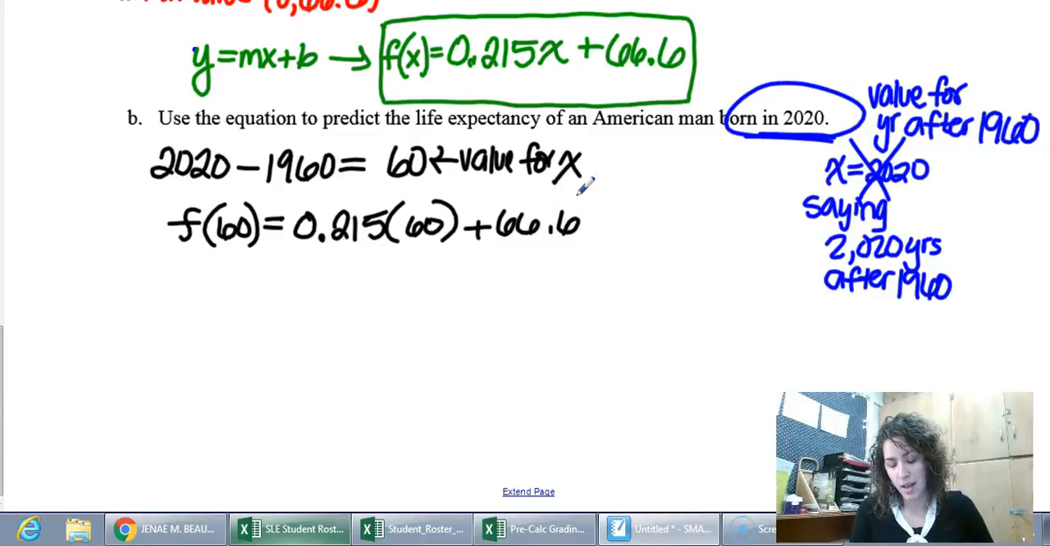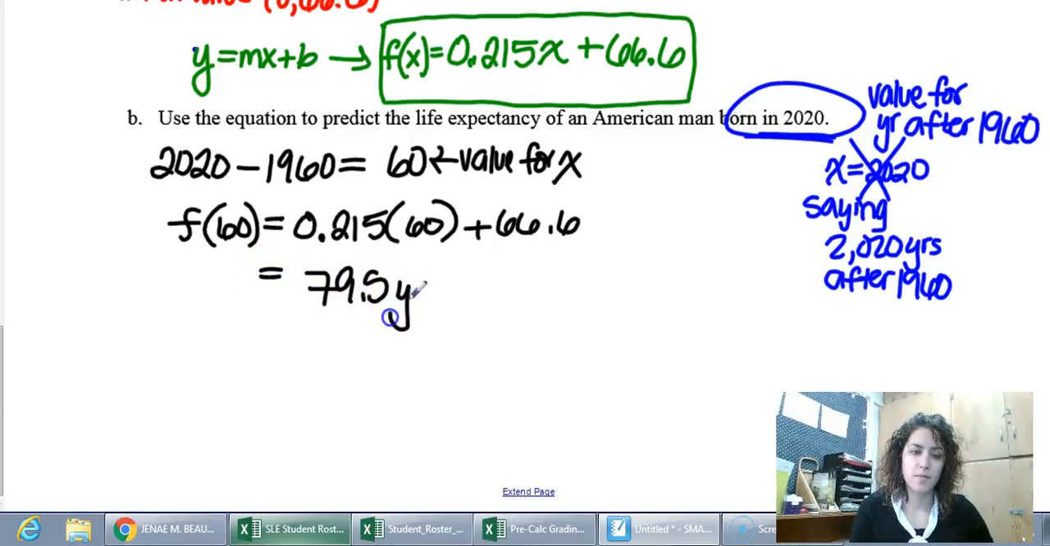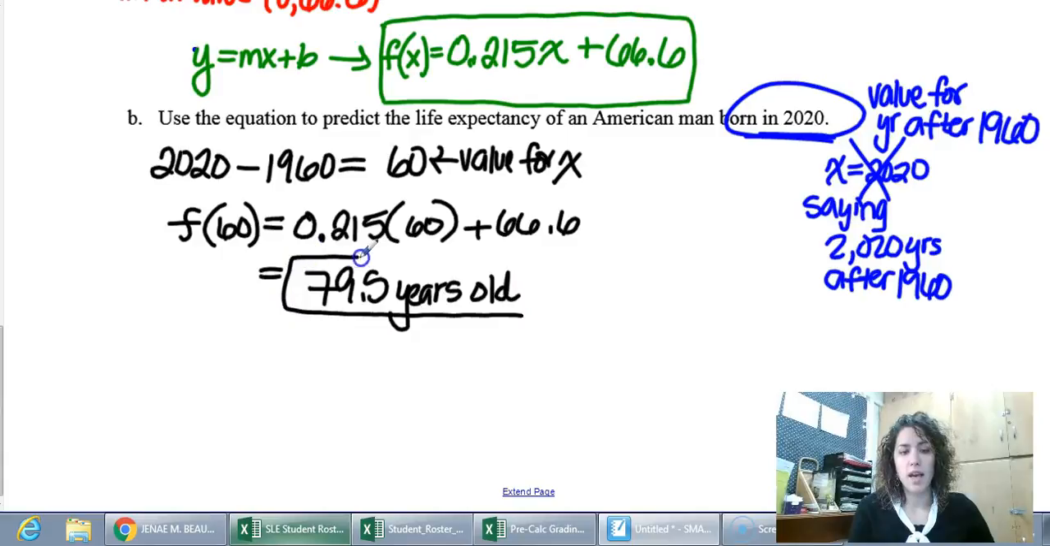I can put it right into the calculator. I mean, sorry, not graphing calculator, just a regular calculator. 0.215 times 60 plus 66.6, and we get as an age 79.5. So using this model to predict the age of men in 2020 yields an answer of 79.5 years old. And that wraps it up.